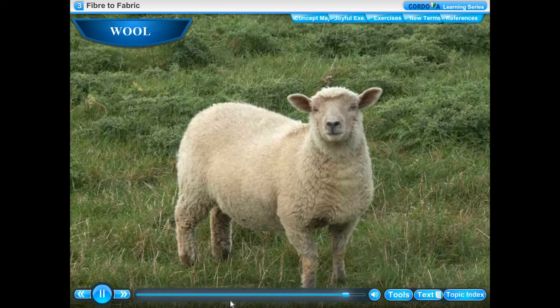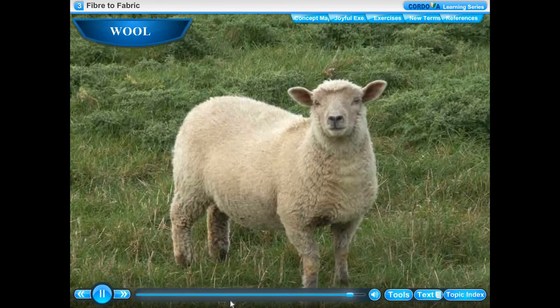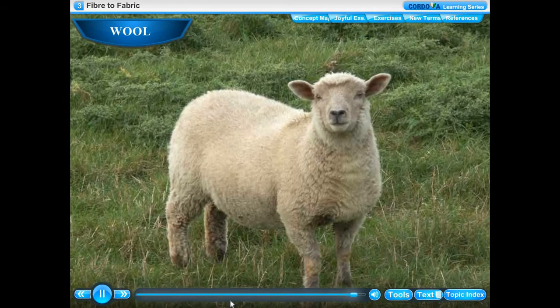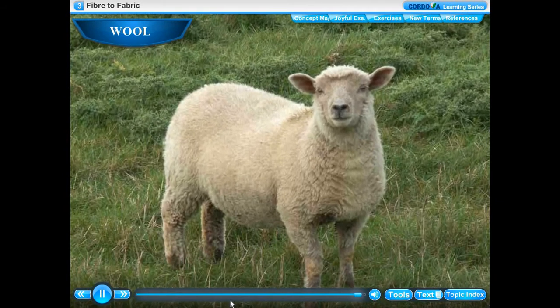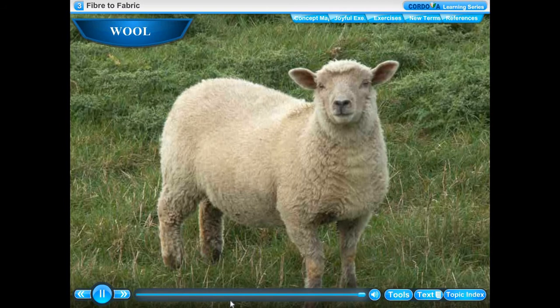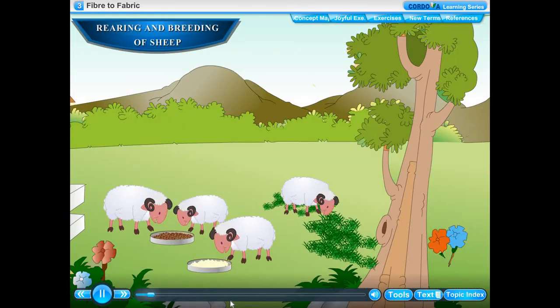Sheep. Wool is most commonly obtained from sheep. The fine hair of the sheep provides the fibers for making wool. Rearing and breeding of sheep. Rearing of sheep means to look after the sheep by providing them food, shelter and health care.